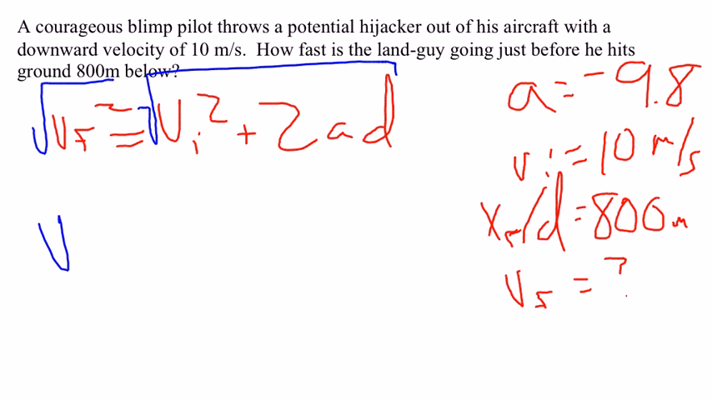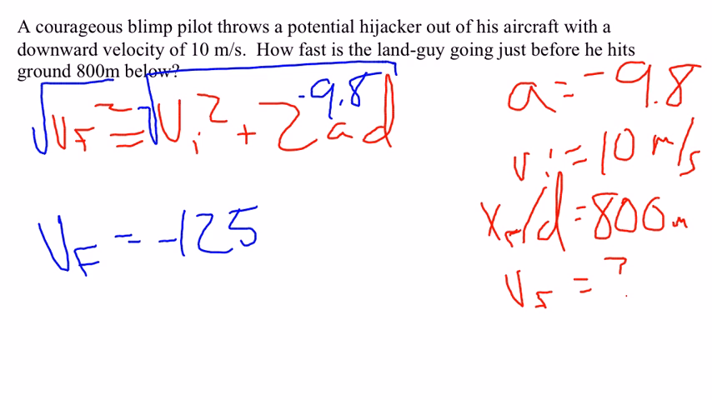Alright, and our V final, when we plug that in, is going to be, let's see, what's my number? It's going to be negative 125. Now, here's going to be another one where it's a little bit tricky. We've got to be careful with. We have a negative 9.8.